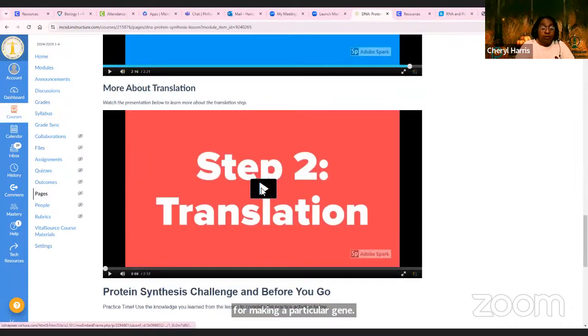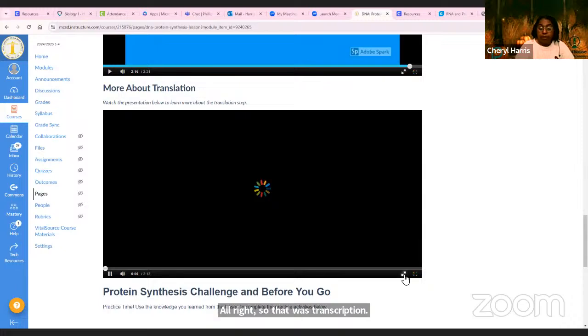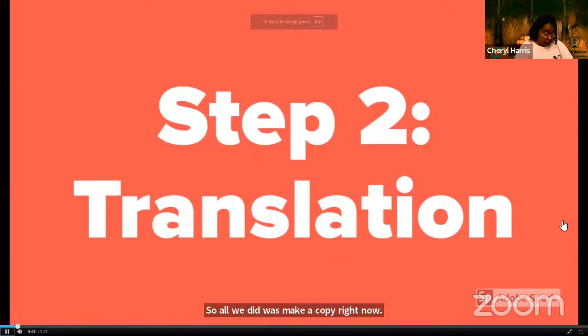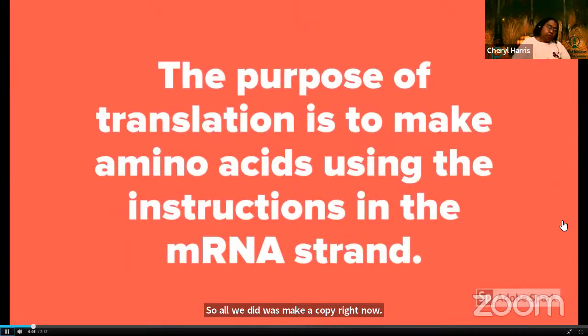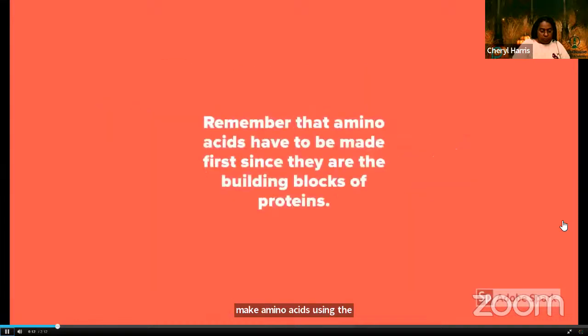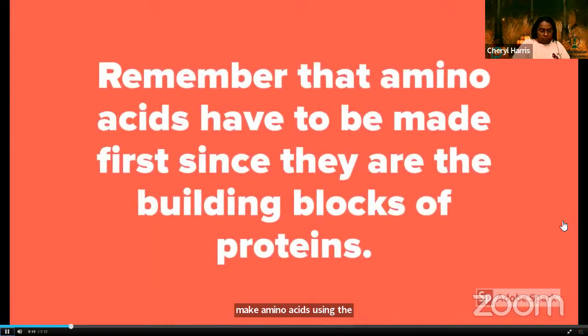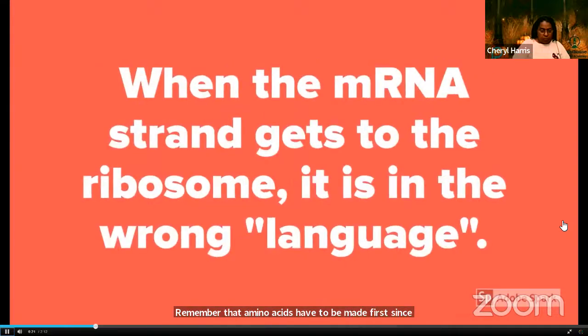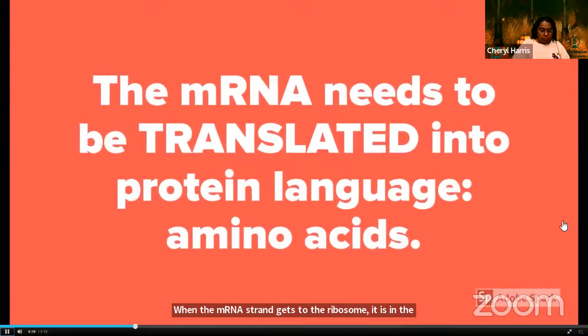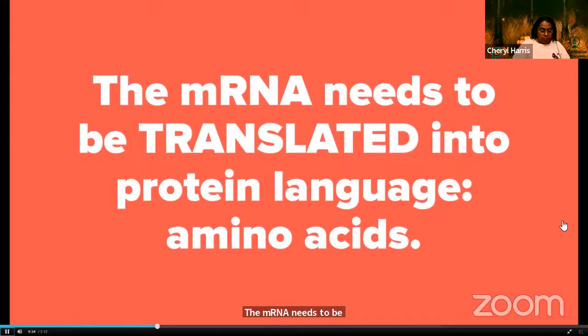Now let's look at translation. So all we did was make a copy right now. Step 2, translation. The purpose of translation is to make amino acids using the instructions in the mRNA strand. Remember that amino acids have to be made first since they are the building blocks of proteins. When the mRNA strand gets to the ribosome, it is in the wrong language. The mRNA needs to be translated into protein language, amino acids.